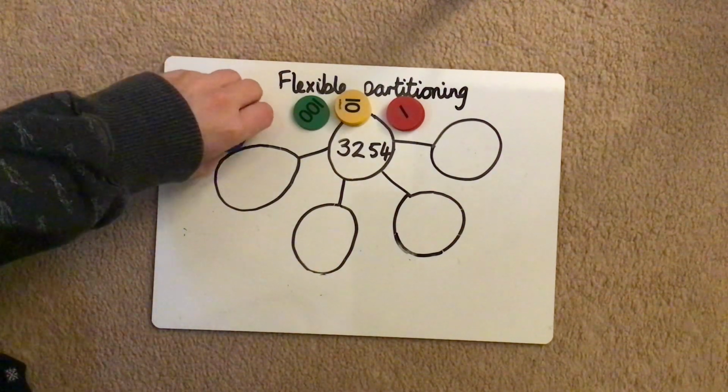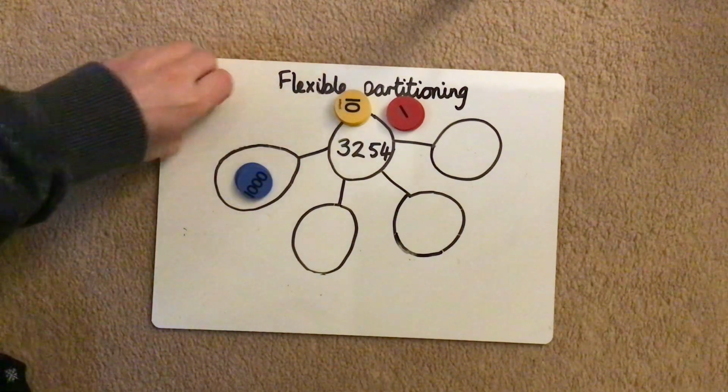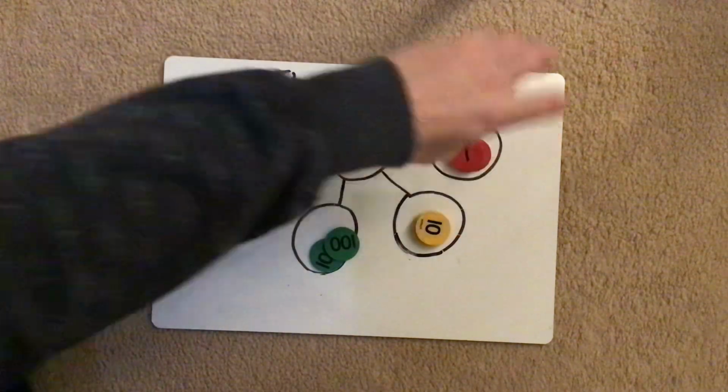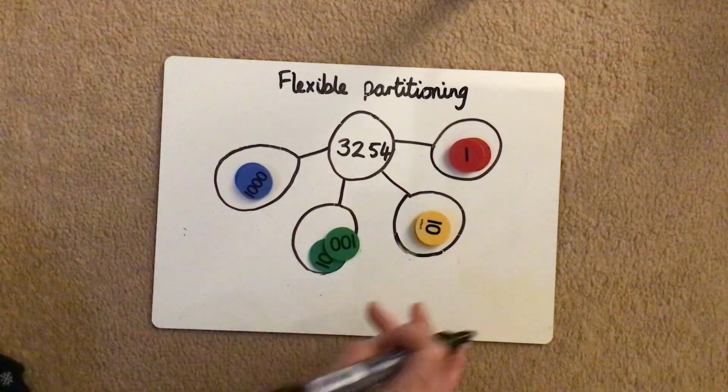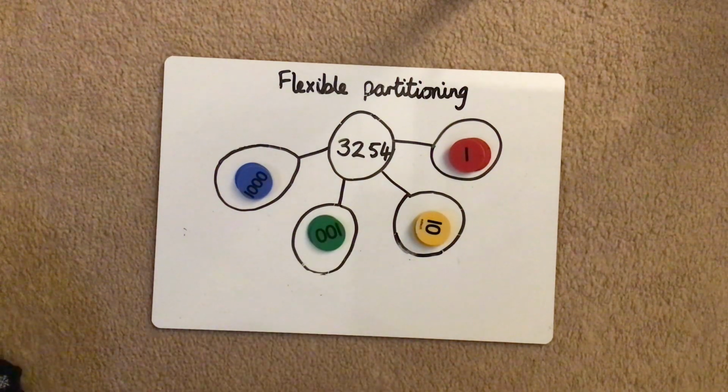Now our standard partitioning is when we just split our number, then we recognise which digit is in each place value column. So I've got 3,000s, I've got 200s, I've got 5 tens, and I've got 4 ones. So I can see that each of those have been partitioned in a standard way. But what we'd like to do today is non-standard partitioning, or what we call flexible partitioning.